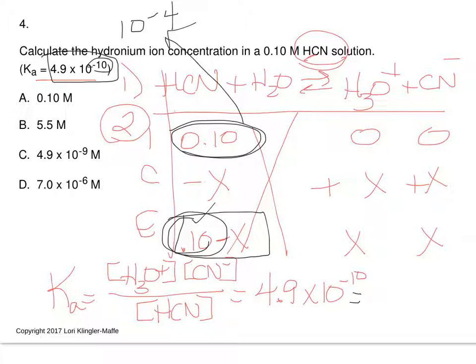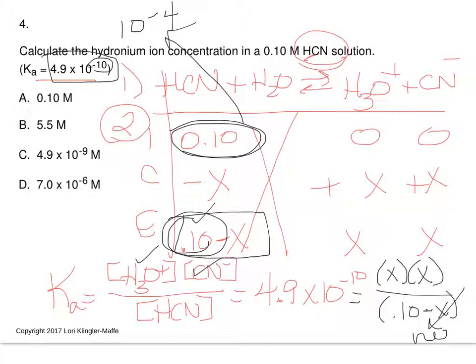So I can go ahead and fill in my amounts now. I've got X times X as concentration of hydronium and cyanide divided by 0.10 minus X, and I've just decided it's safe to neglect X. And when you go ahead and solve that for X, you get that X equals 7 times 10 to the minus 6.